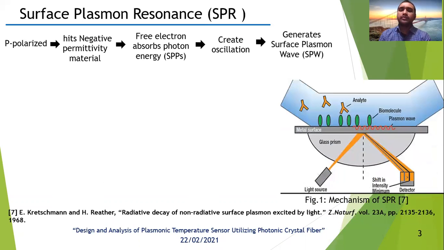Figure 1 shows the mechanism of SPR. When a polarized light hits the negative permittivity material interface, a free electron of the negative permittivity material absorbs the photon energy from the incident light. This electron is known as surface plasmon polariton. These SPPs create an oscillation. This oscillation generates the surface plasma wave. As a result, a sharp loss peak appears.